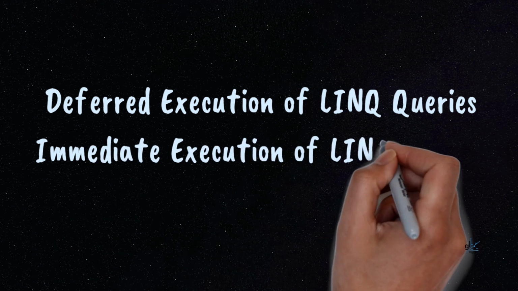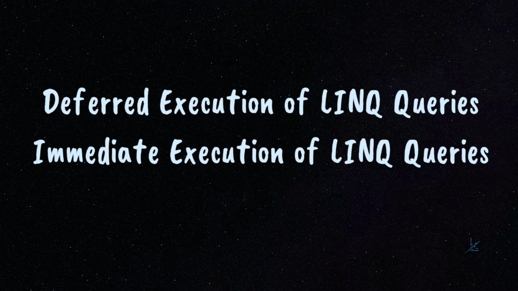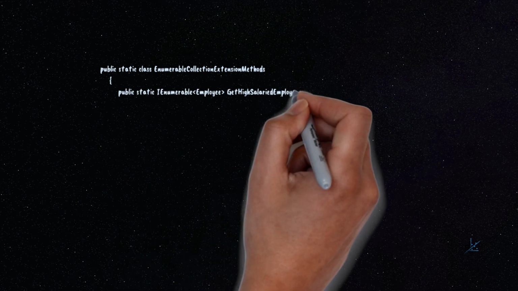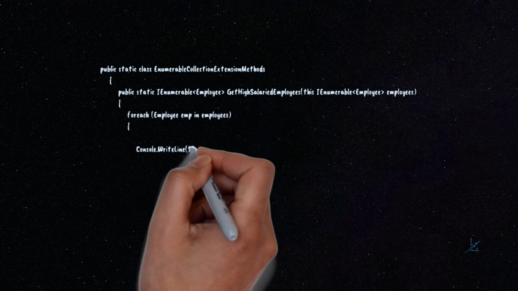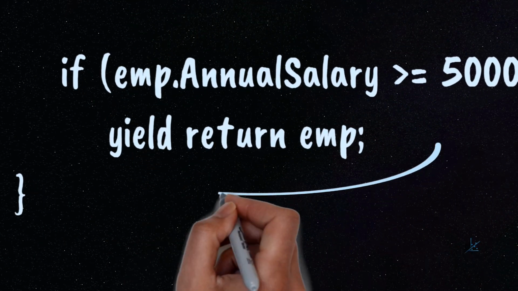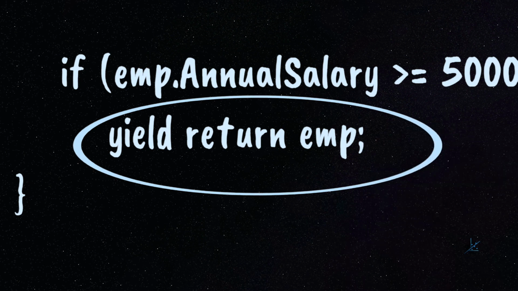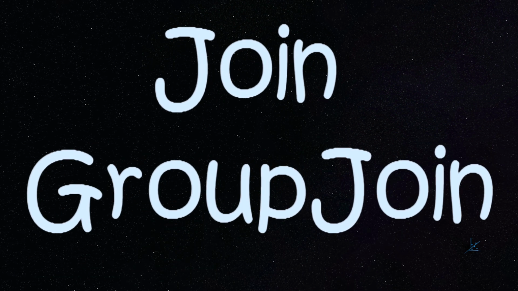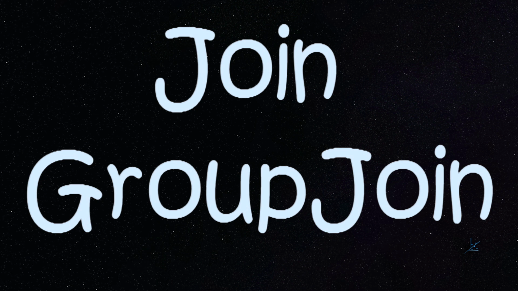To further clarify our understanding of deferred execution, we'll create a code example where we'll implement deferred execution for our own custom extension method for an IEnumerable type. We'll demonstrate how the C# yield keyword is implemented in the relevant code example as part of code to implement deferred execution. At the end of the tutorial, we'll look at the join operator and the GroupJoin operator. We'll create code examples to help clarify our understanding of these two LINQ operators.